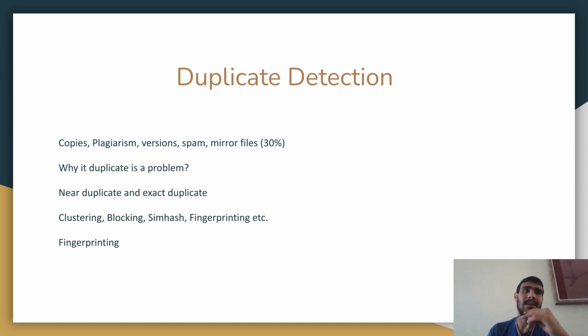In exact duplicate detection we just check word by word and match, and if it is an exact match, then it is an exact duplicate. But there are many algorithms deployed for finding near duplicates, like clustering, blocking, and fingerprinting. I'm going to explain the fingerprinting algorithm. So what is fingerprinting?